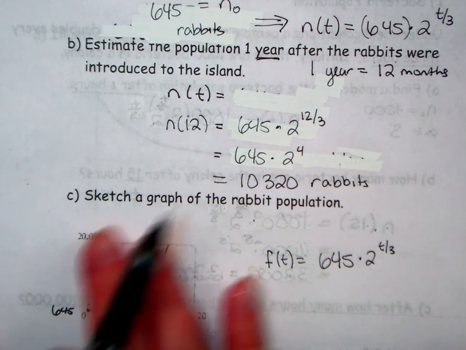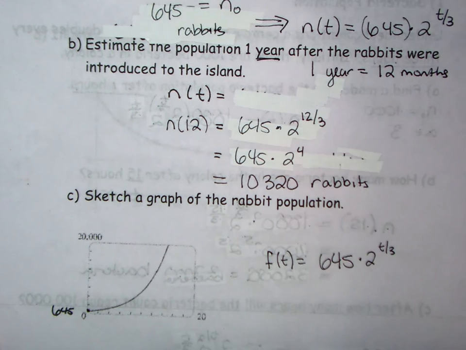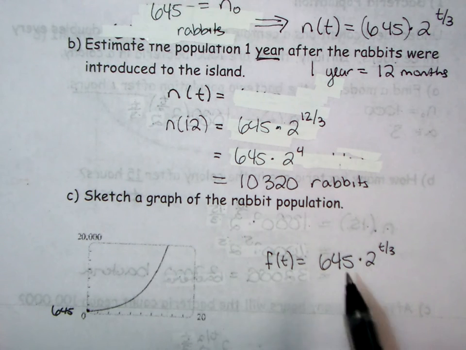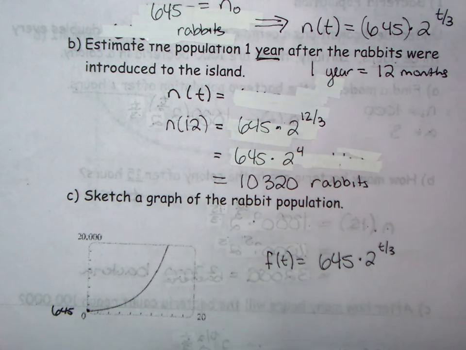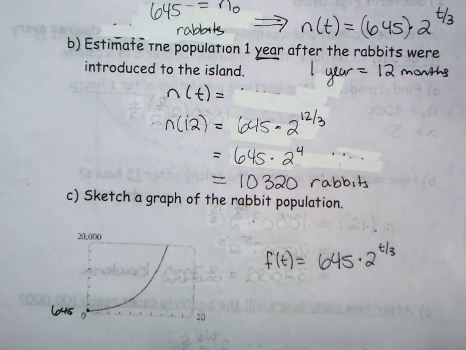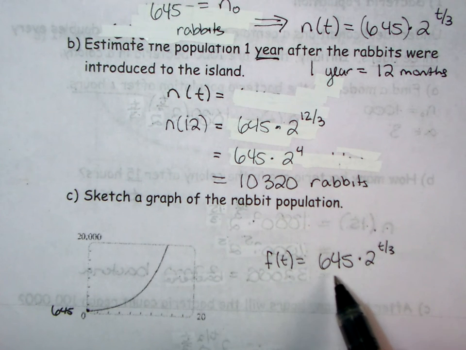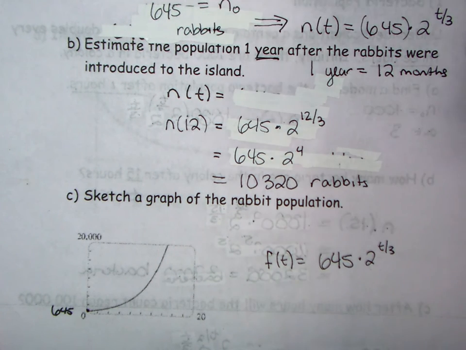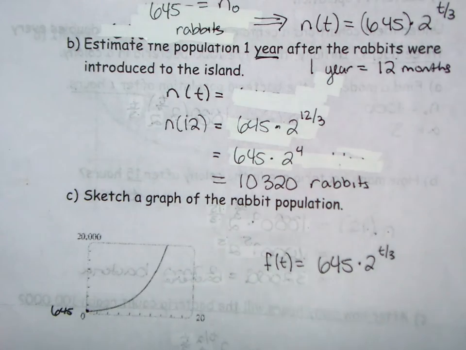So plugging this into the calculator, I'll go ahead and let you work on that. All right, but just type this into your y1, okay? 645 times 2 to the t over 3. But it is important that you do not multiply 645 times 2, because that would be incorrect.